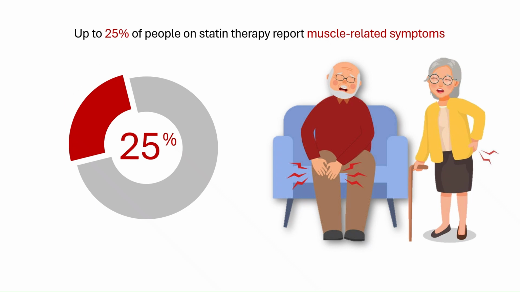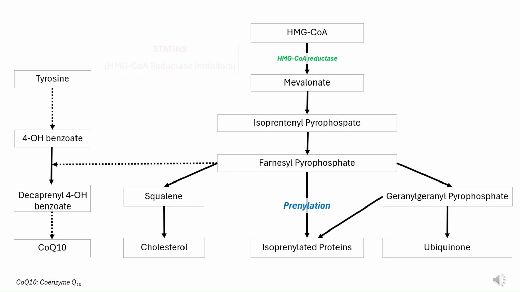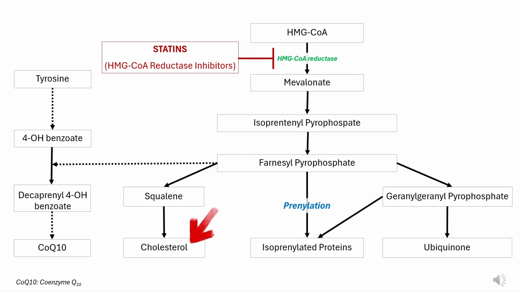Ever wondered why statins affect the muscles? Let's break it down pharmacologically. Statins like atorvastatin, simvastatin, and rosuvastatin are HMG-CoA reductase inhibitors. They block the enzyme that converts HMG-CoA into mevalonate, an essential early step in cholesterol biosynthesis in the liver. But cholesterol isn't the only thing made through the mevalonate pathway. It also produces other vital compounds like coenzyme Q10 and isoprenoids. Disruptions of these pathways are thought to contribute to muscle symptoms.